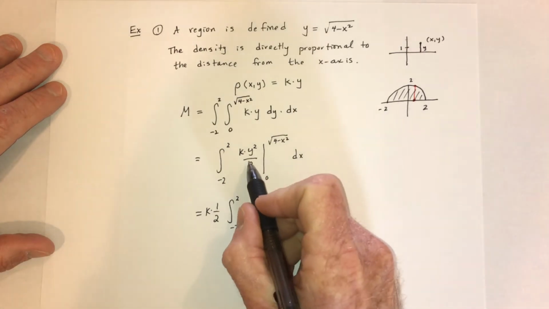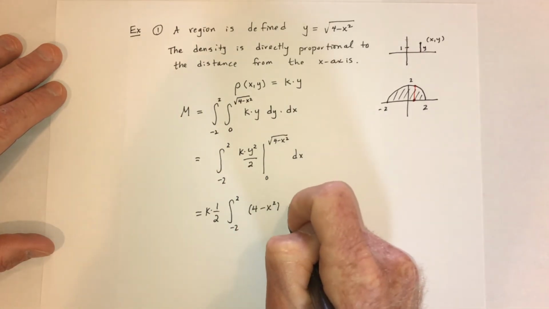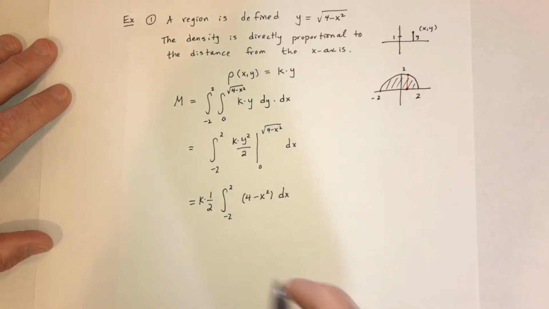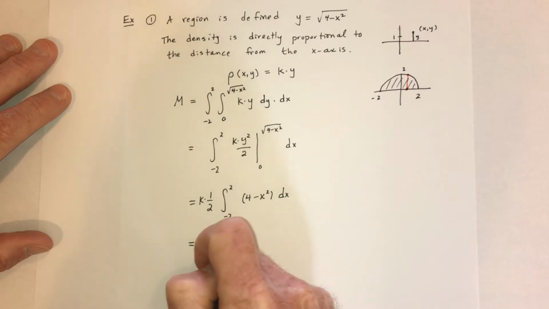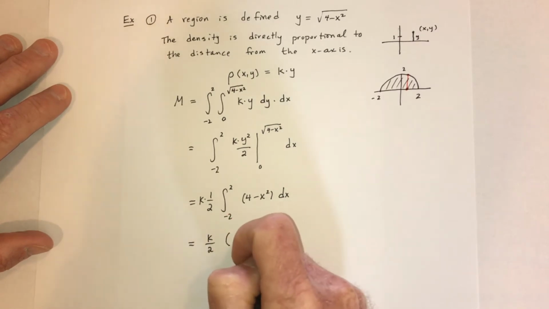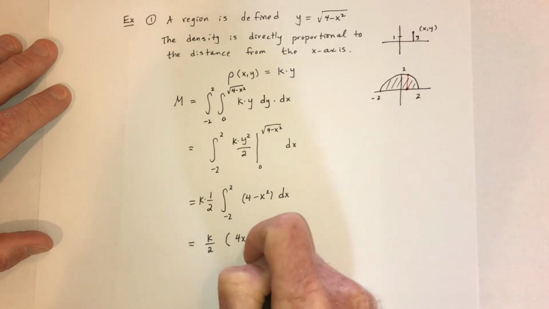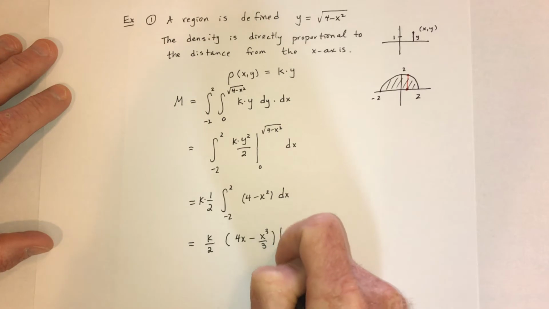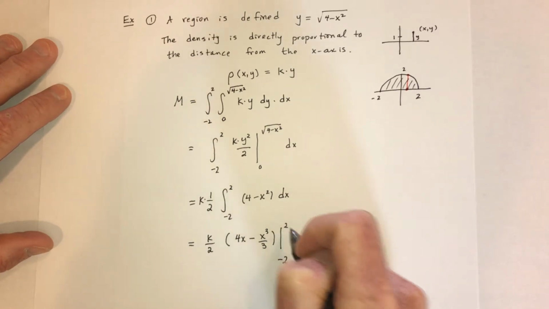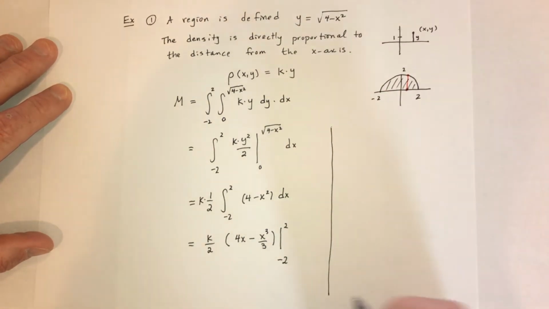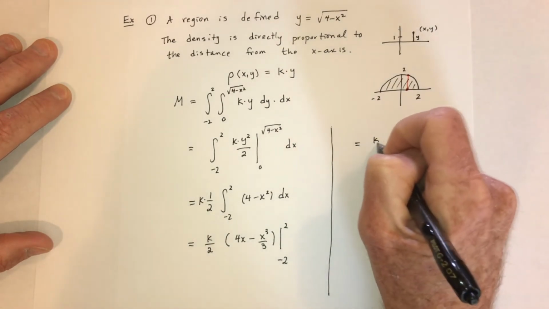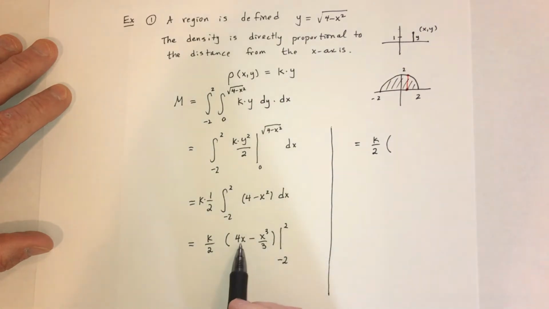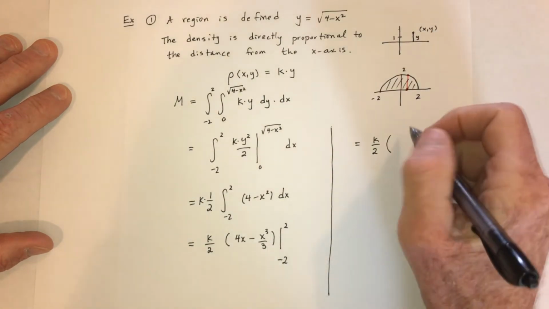And then when you substitute 0, that's going to be 0 squared, so that does not contribute. And then integrate with respect to x. So this will be k over 2. The antiderivative will be 4x minus x cubed over 3, and then that gets evaluated from -2 to 2. So k over 2. And then when you substitute the 2 in here, this is going to be 8 minus 8 thirds.